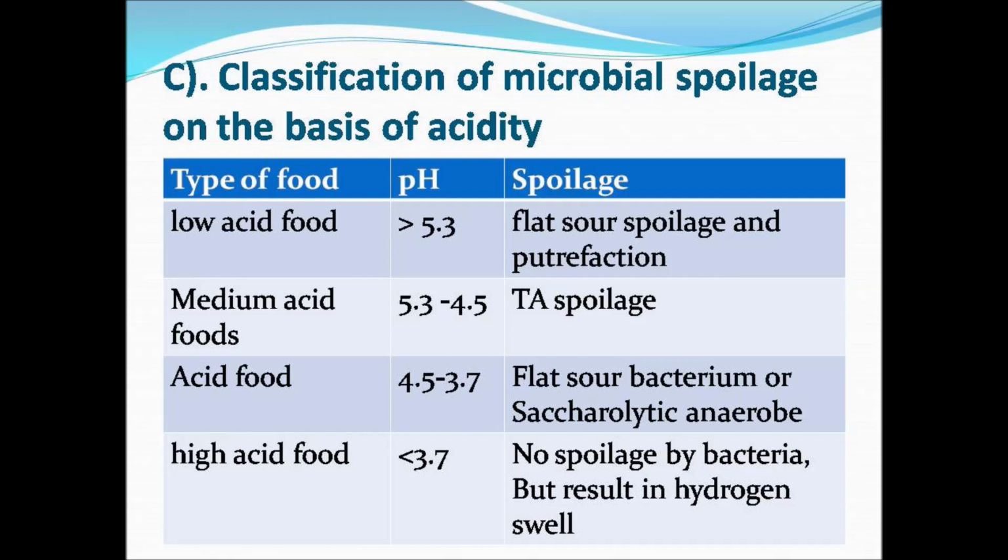But in the case of high acid foods, that is less than 3.7 pH, you don't see spoilage that is caused as a result of bacteria, but still you can see production of hydrogen swell. So as a result of chemical decomposition, due to the reaction of food and microbes causing production of hydrogen, as well as the acid content reacting with the tin plate causing production of hydrogen, which causes swelling.